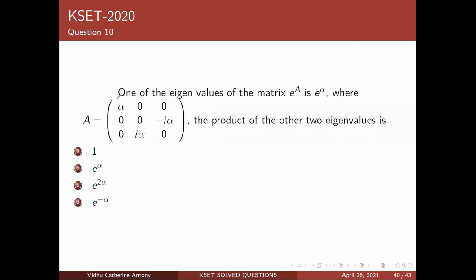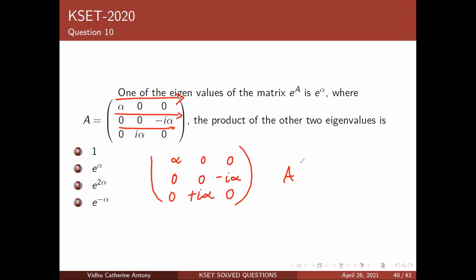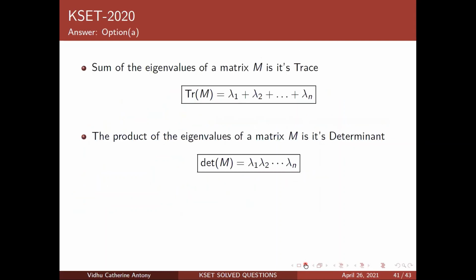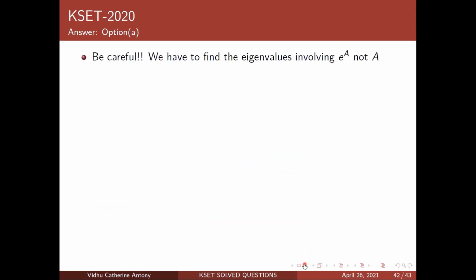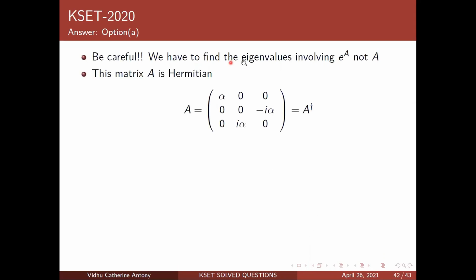So let's just do that. First row, alpha 0, 0. Second row, 0, 0, minus I alpha. Third row, 0, I alpha 0. Take the complex conjugate; this becomes minus plus. So you know that A dagger is equal to A. You know that this is Hermitian. So if it is Hermitian, then the determinant of e to the power of A is equal to the exponential of the trace of A. Be careful: we have to find the eigenvalues of e to the power of A, not A. This matrix A is Hermitian.